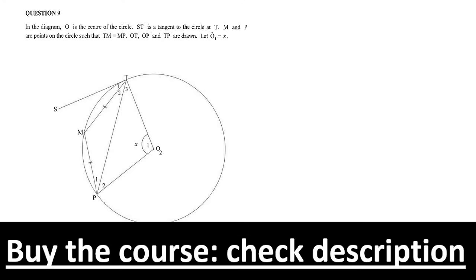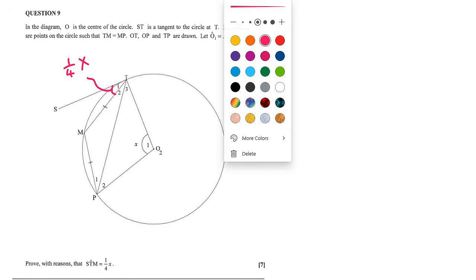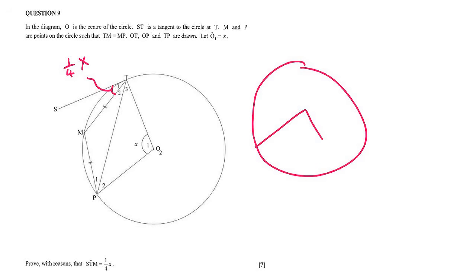Alright, in this question they would like us to prove that this angle T1 is a quarter x, and it's for 7 marks. Well, this isn't actually too bad. We should know that you've got something called angle at center equals 2 times angle at circumference, and that normally looks like this. If this, for example, is 80, then this angle up here is normally 40.